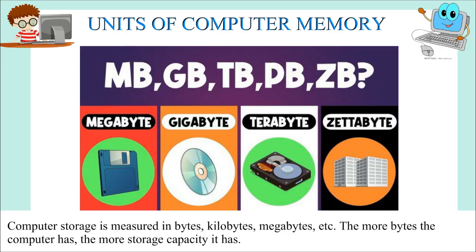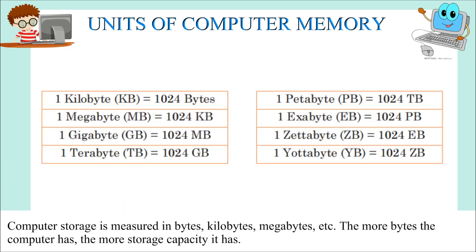Computer storage is measured in bytes, kilobytes, megabytes, etc. The more bytes the computer has, the more storage capacity it has. 1 kilobyte is equal to 1024 bytes. 1 megabyte, MB, is equal to 1024 kilobytes. 1 gigabyte, GB, is equal to 1024 megabytes. 1 terabyte, TB, is equal to 1024 gigabytes.